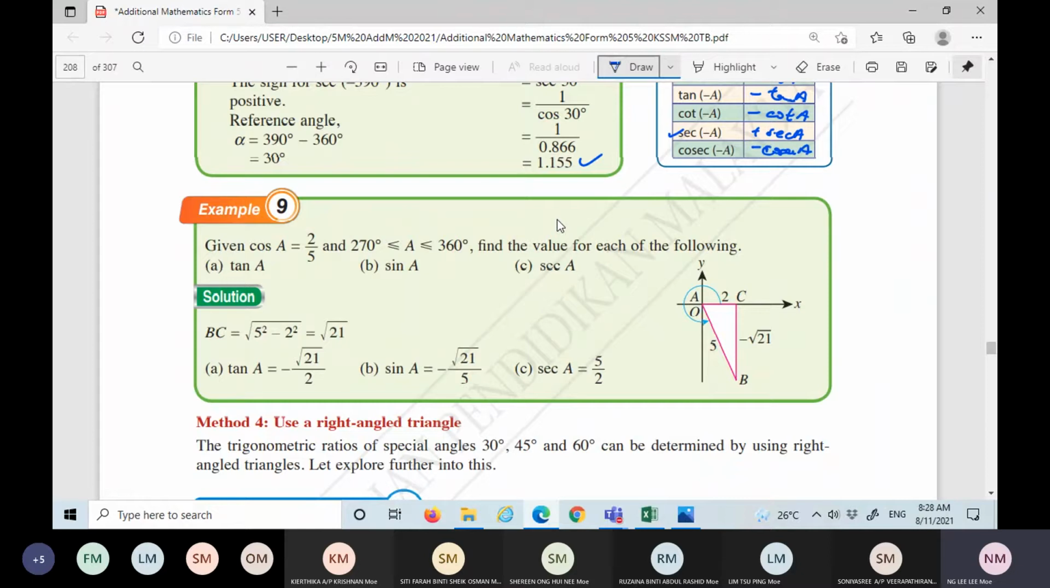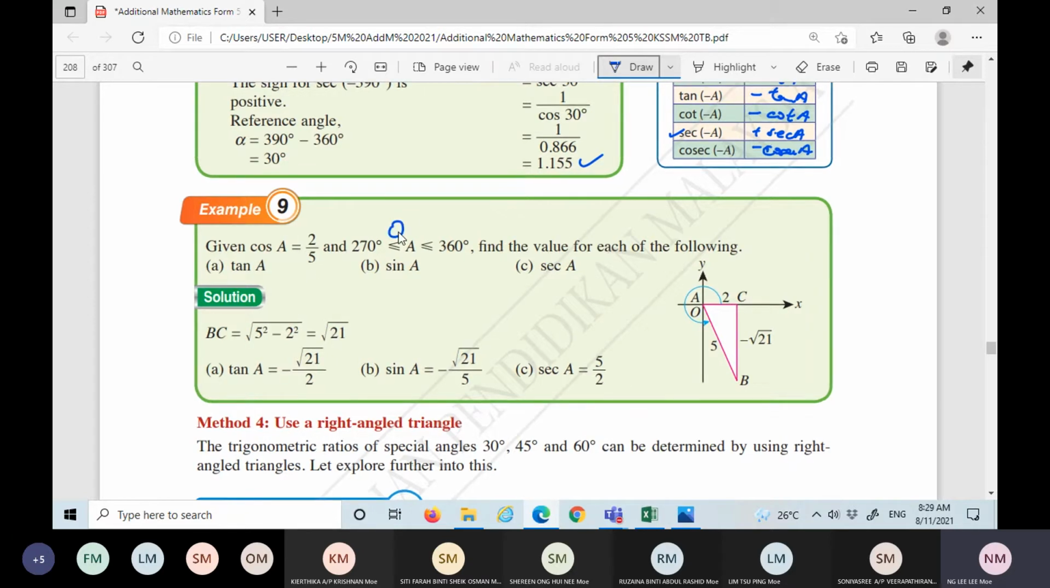This type of question is also very popular in paper 1, but even more difficult. This is considered easy already. Cos A is 2/5. A is an angle from 270 to 360, which means it's in the fourth quadrant. Find the value of each of the following. Once you know A is in the fourth quadrant, straight away decide what sign should be for tangent, sine, and secant.